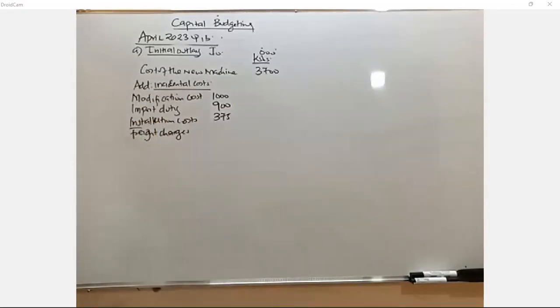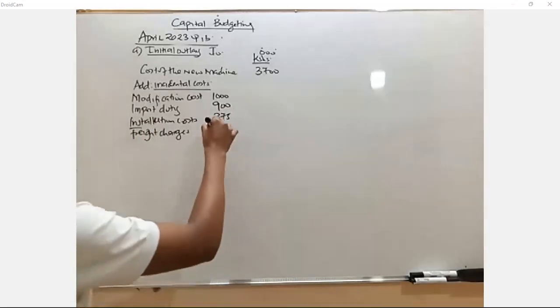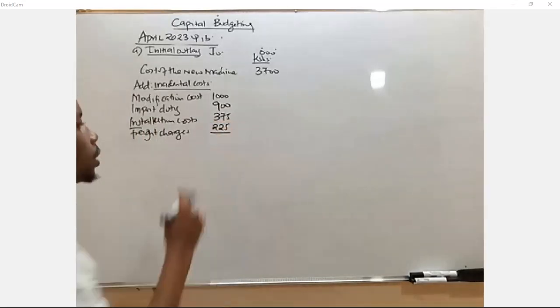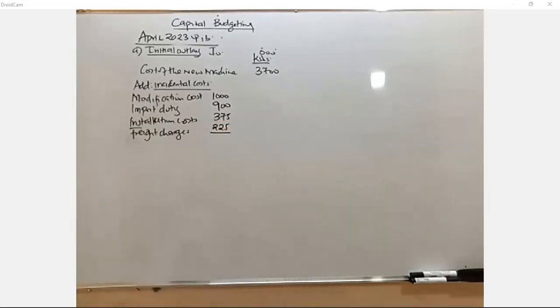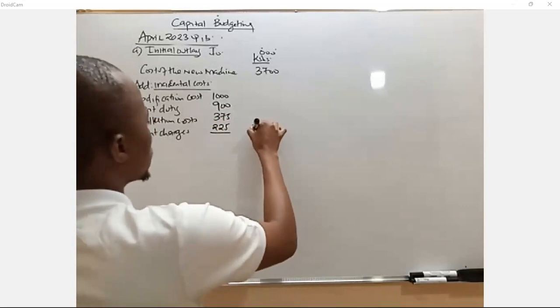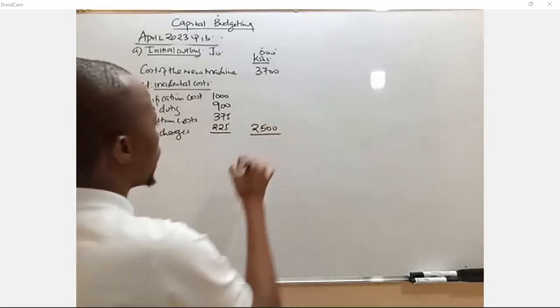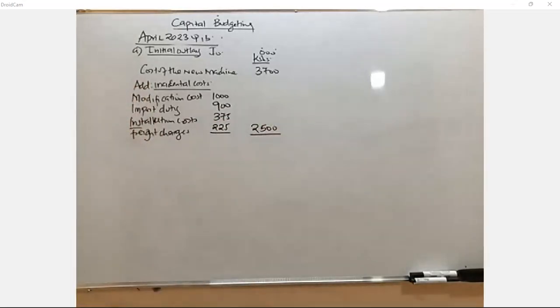How much is our freight charges? We are being told it is 225. What is the total here? The total will be 1,000 plus 900 plus 375 plus 225, getting 2,500. Then we add there. What I'm going to be getting here is the total cost of the new machine.